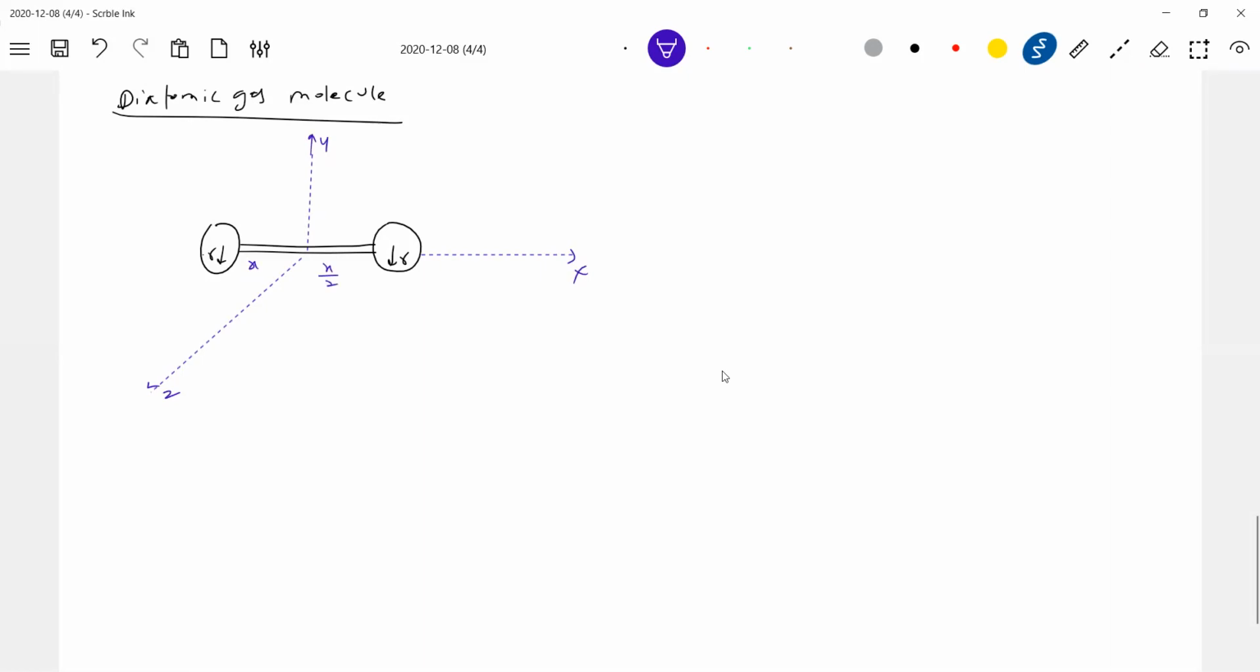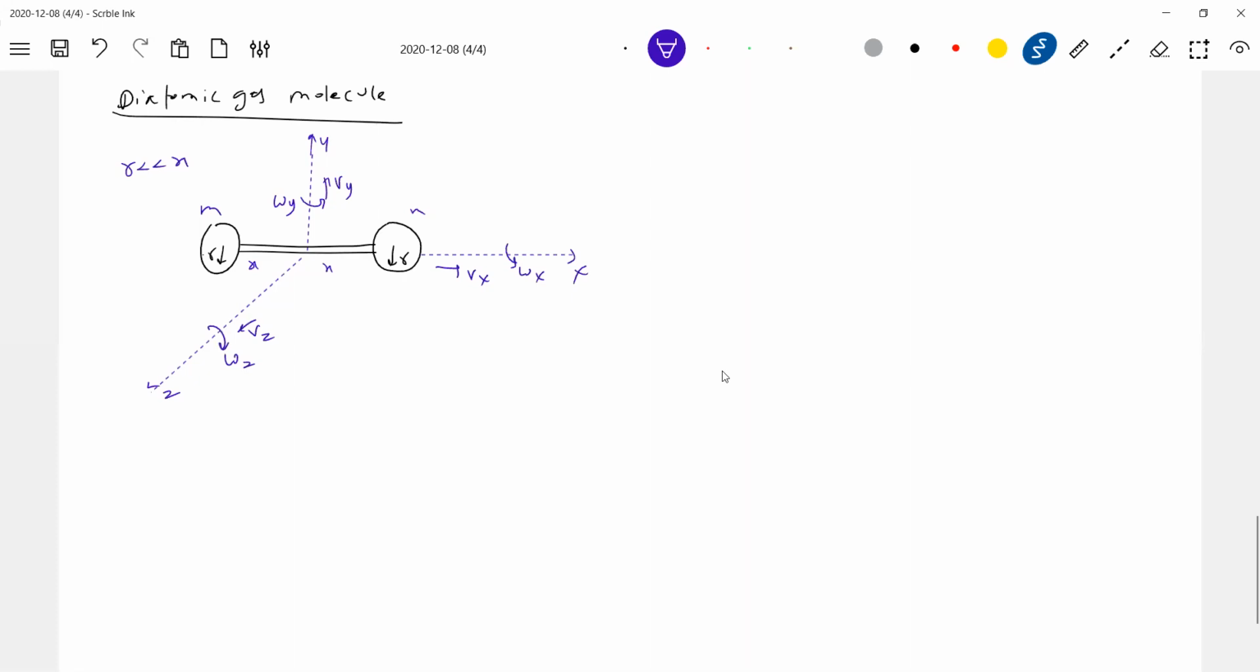Or let it be x. And what is the assumption? R very much less than x. And this molecule will have speed along x, along y, and also along z. It will also be spinning about x, about y, and also about z.